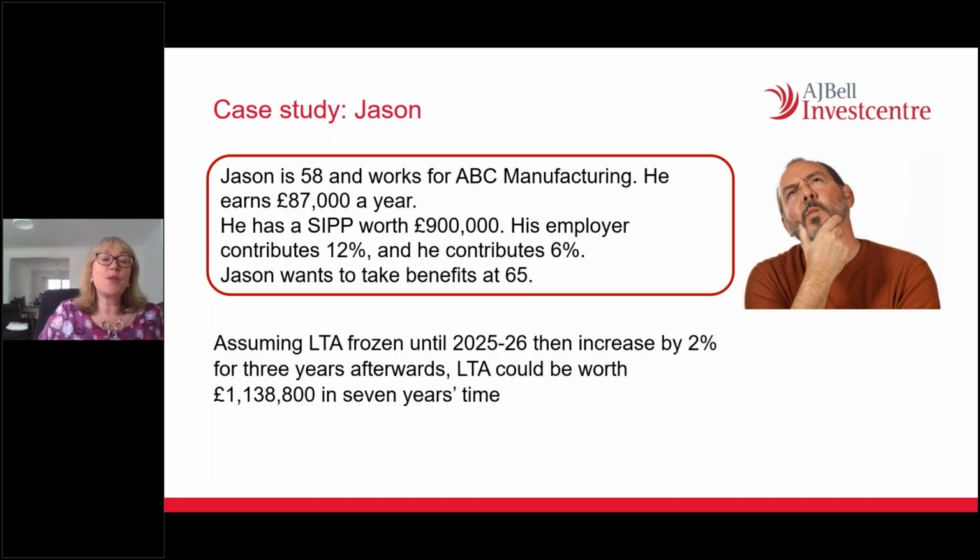Now, I am going to assume that the lifetime allowance remains frozen until 2025-26, and then it's going to increase by 2% for 3 years after that. And if that's the case, it could be worth £1,138,800 in 7 years' time. So should Jason continue funding?